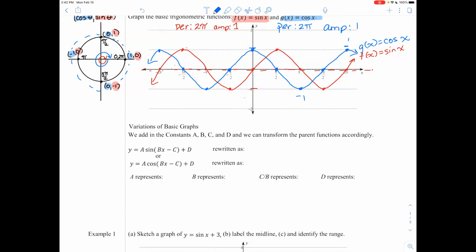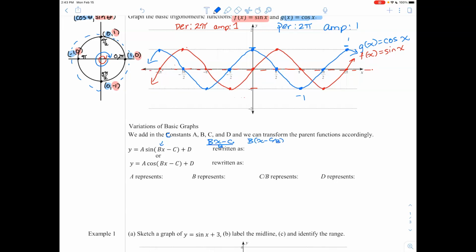All right. So when we add in numbers, the constants A, B, C, and D, and that shouldn't be capitalized, we can transform the parent functions accordingly. So we have y equals A times sine of bx minus c plus d, rewritten as, I tend to like to rewrite it because I really like to factor that b term out. So if I were to take bx minus c and factor out the b, basically what I'm doing is dividing both of those values by b. So I would write it as b times x minus c divided by b.